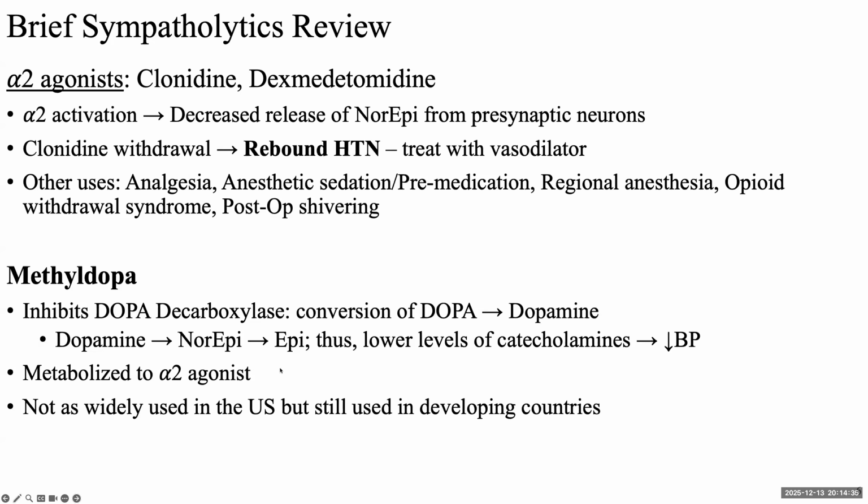Methyl dopa is also metabolized to an alpha 2 agonist. So again, we'll kind of get the same effects as clonidine or dexmedetomidine from there. Now, it's not as widely used in the US, but this is a drug that's still used pretty prevalently in developing countries.